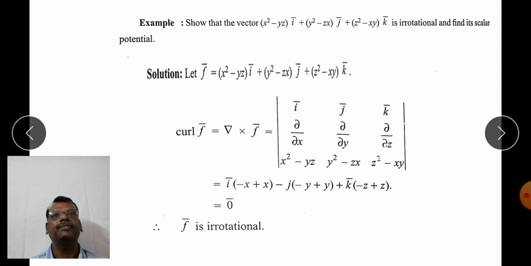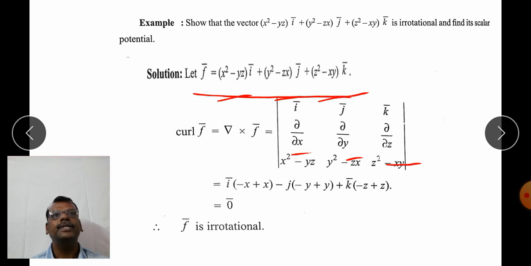Now let us come to the first part, that we have to prove that F bar is irrotational. Let us take the given F bar is equal to x square minus yz I bar plus y square minus zx j bar plus z square minus xy k bar. Now curl F bar is equal to del cross F bar. It is defined in the form of determinant of I, j, k, dou by dou x, dou by dou y, dou by dou z, and f1, f2, f3. Here f1 is equal to x square minus yz, f2 is equal to y square minus zx, f3 is equal to z square minus xy.